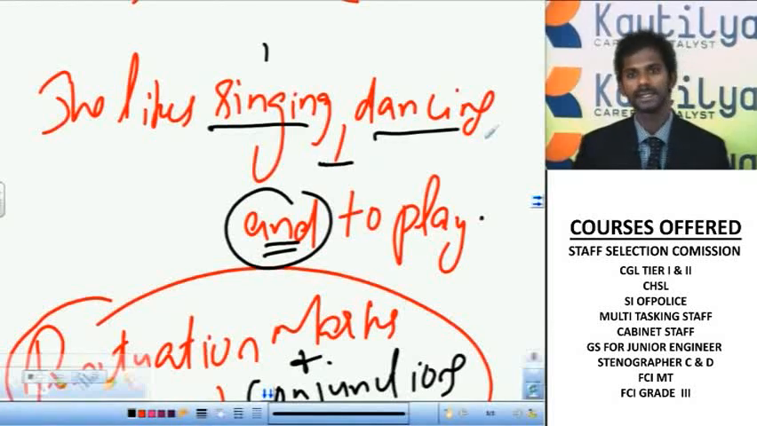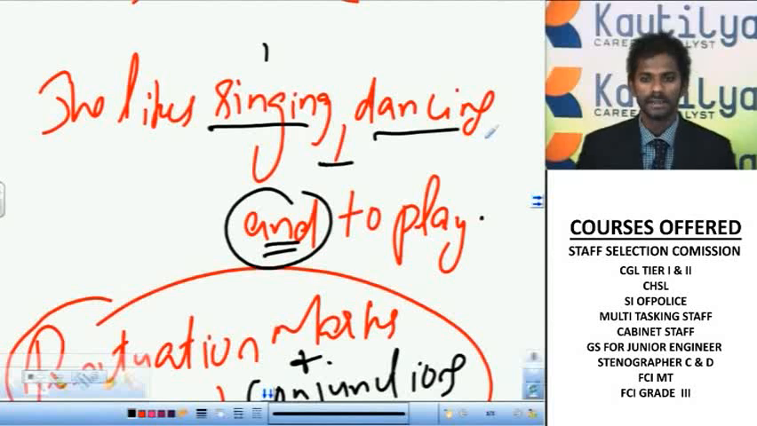My question is, is there parallelism in this sentence? Parallelism means if there is more than one idea, all the ideas must be expressed in a similar form, meaning all the ideas must have equal importance. That is termed as parallelism. 3 ideas are here: singing, dancing, and to play. Is there parallelism in this sentence? There is no parallelism in this sentence because the first idea is singing, which is in the ing form.